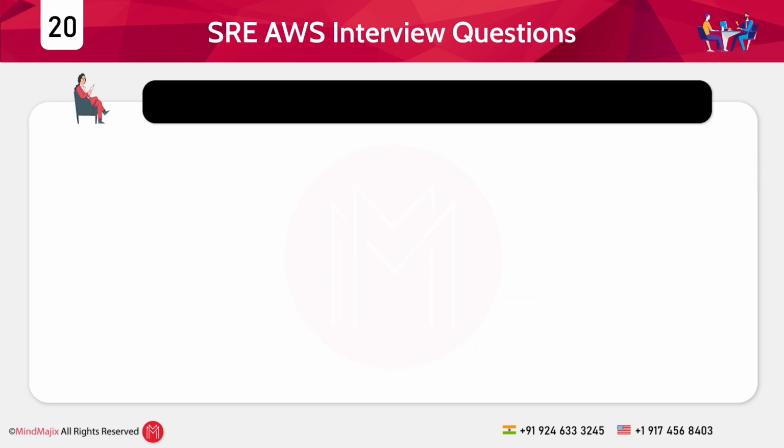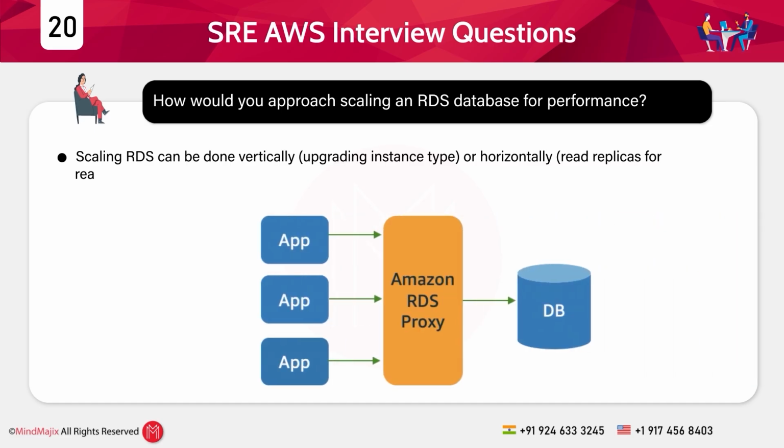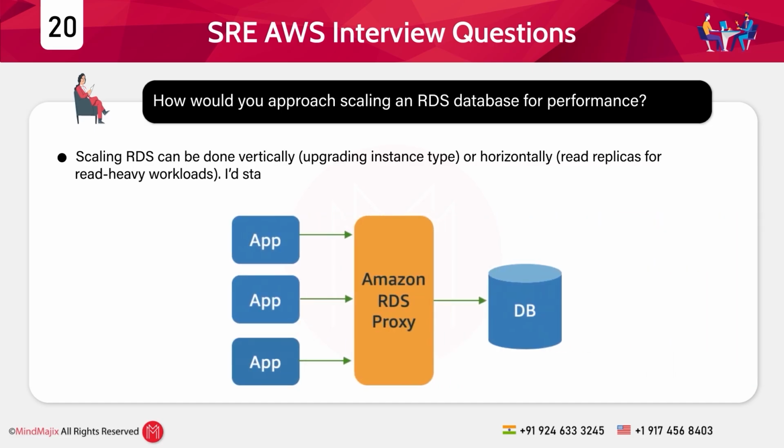The next question is, how would you approach scaling an RDS database for performance? So scaling RDS can be done vertically, like upgrading the instance type, or horizontally using read replicas for read-heavy workloads. You can start by enabling enhanced monitoring to identify the bottlenecks such as CPU, memory, or IOPS usage.